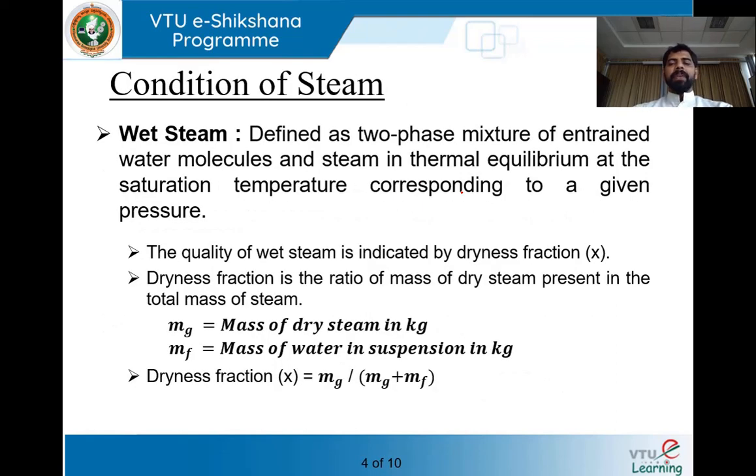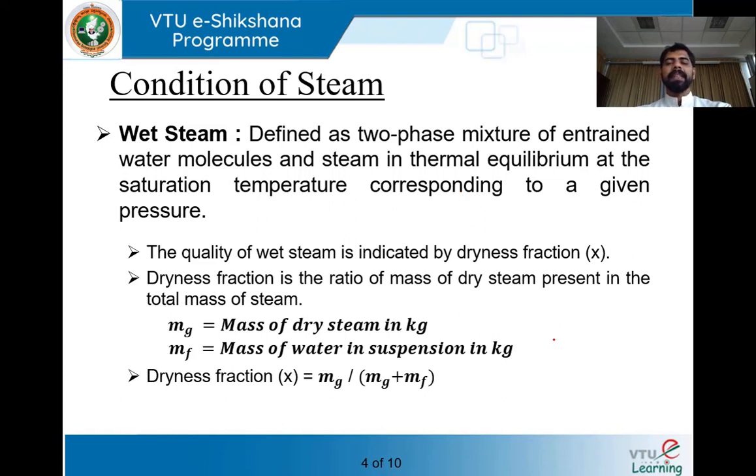As I said, steam exists in three phases. We have seen that. First it is in the form of wet steam, then it becomes dry saturated steam, and finally it becomes superheated steam. So let us see what these are. First is wet steam. As I said, wet steam is a two-phase mixture of entrained water particles and steam in thermal equilibrium at a given saturation temperature and pressure.